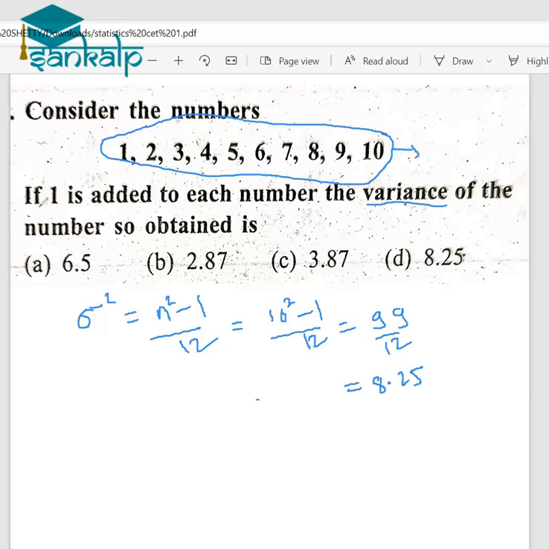And then they are saying if 1 is added to each number, the variance of the number so obtained is? So when we are adding or subtracting any constant to the numbers, there is no change in the variance. So the final answer for the observations when 1 is added will be option D, that is 8.25. 8.25 is the answer.